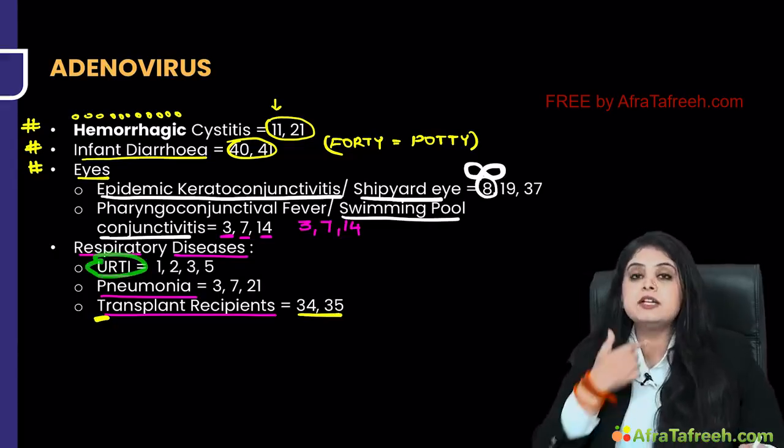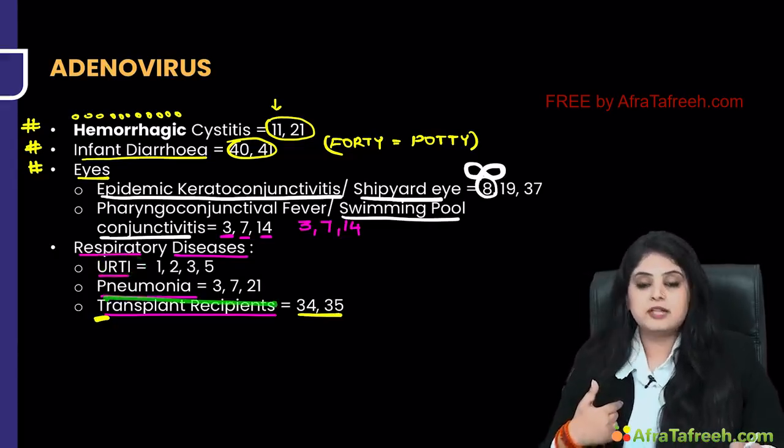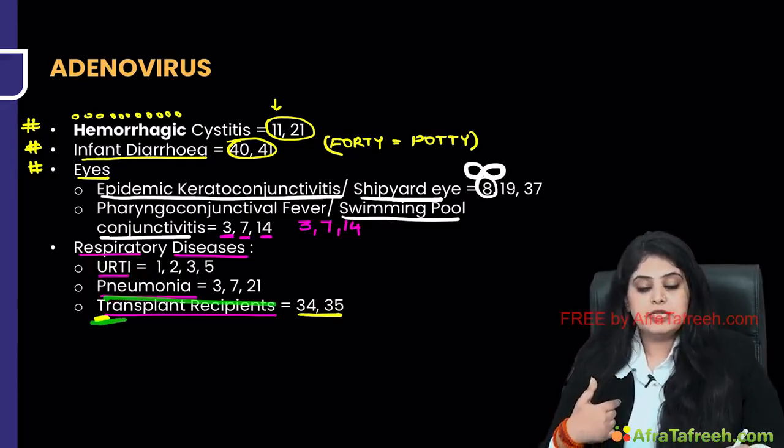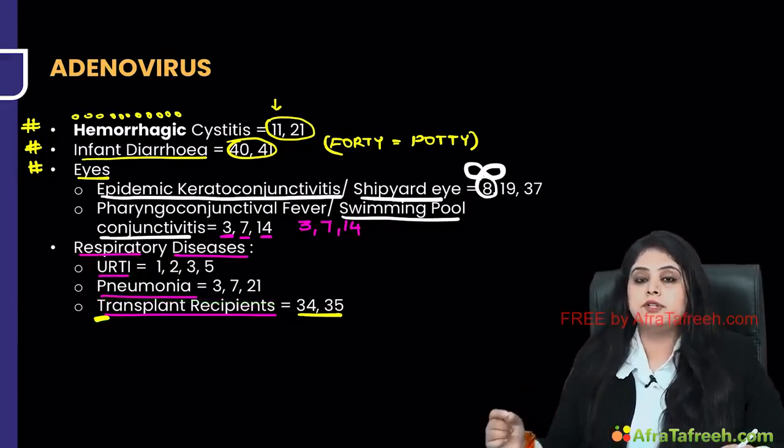Repeating, for upper respiratory tract 1, 2, 3. For lower respiratory tract it is 3, 7, 21. And for TT transplant 30, 30, 34, 35 are the numbers.